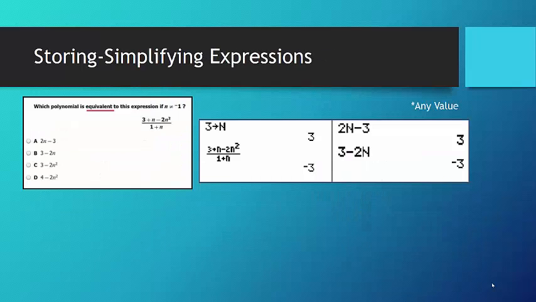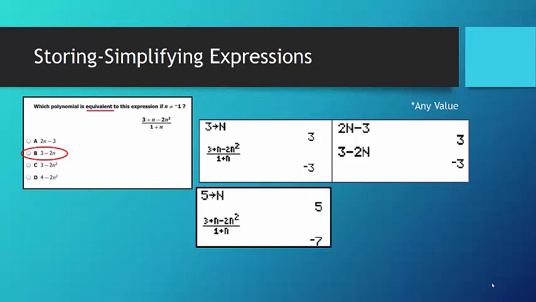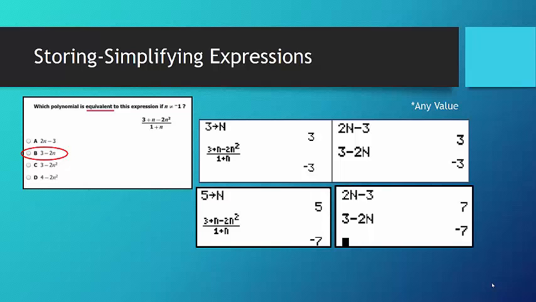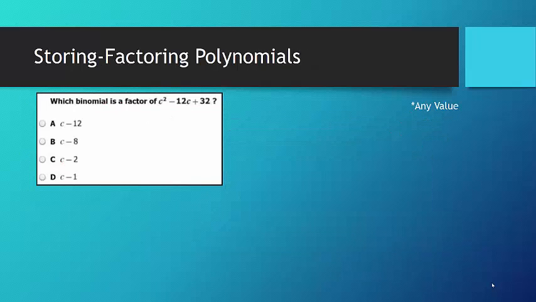Now this is the storing where you can use any value. When you see the word equivalent or simplify, you're going to pick your own value to store. Basically the answer choice that gives the same value as the one in the question is your answer. In this case we get B because the expression returns -3 and answer choice B returns -3. And if you don't believe me, I'm going to show you how it works for 5. We get -7, and then we also get -7, so B is our answer.